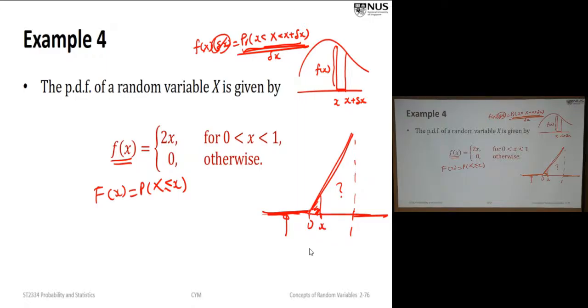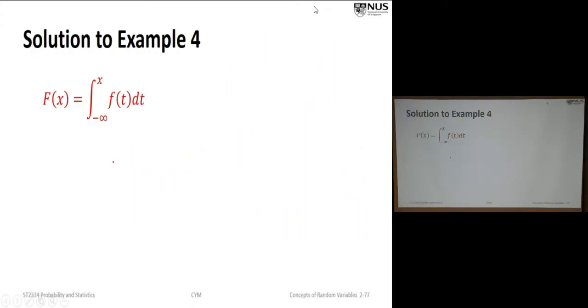So how about if x is here? Then you go from minus infinity up to this point. On the way, you collect all the density. So up to this point, the density is 0. Then you collect all this density, which should be 1. And then after that, no more additional density. So the answer is 1. So this is from the definition. Basically, you accumulate all the densities from minus infinity to x of f of t dt.